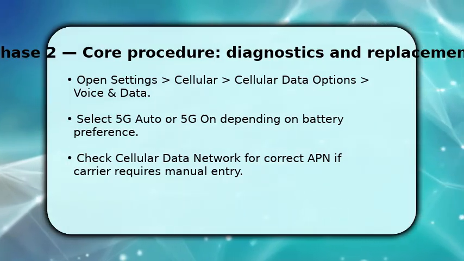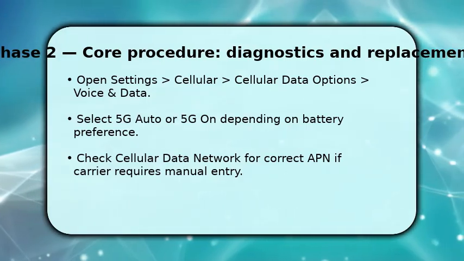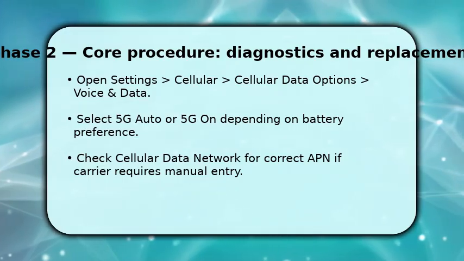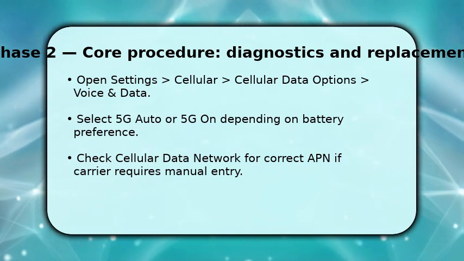If you still lack service, inspect the Cellular Data Network APN fields and enter carrier-provided values. Some carriers require manual APN for data. Once these settings match, your phone will attempt to register with local 5G cells.